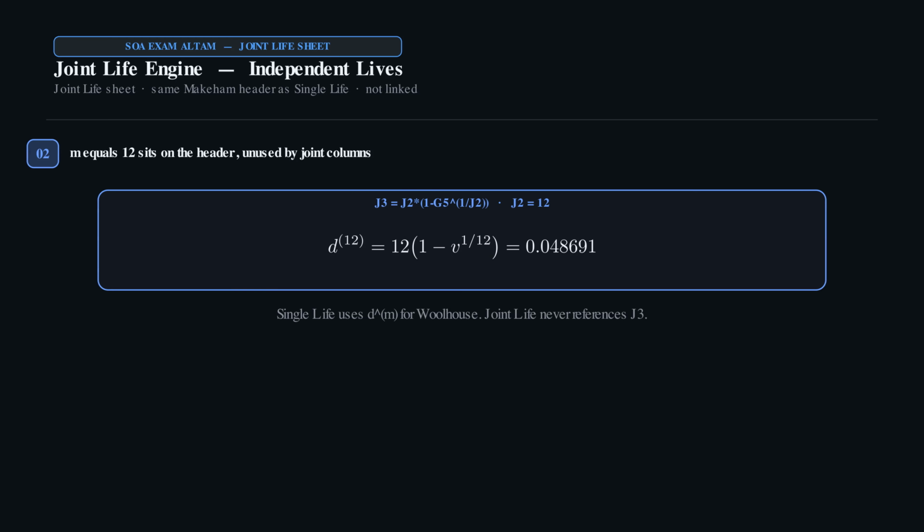The header also types M equals 12 and computes D upper M as 0.048691. That is the same identity as the interest functions tab. Joint life does not use it. There is no Woolhouse column on the sheet. Leave J2 and J3 alone when you rebuild the joint engine.